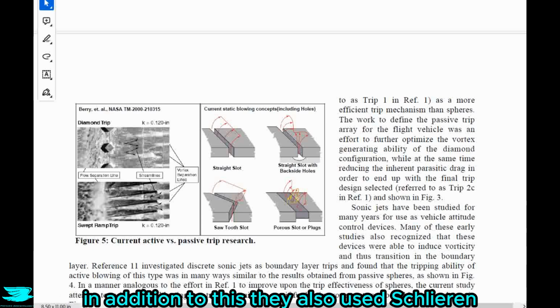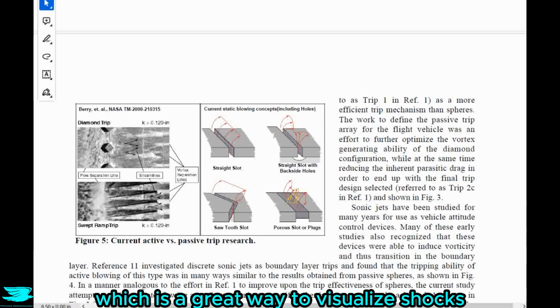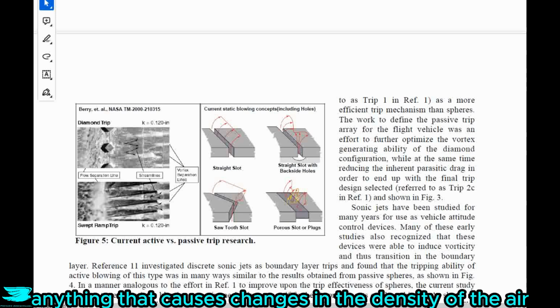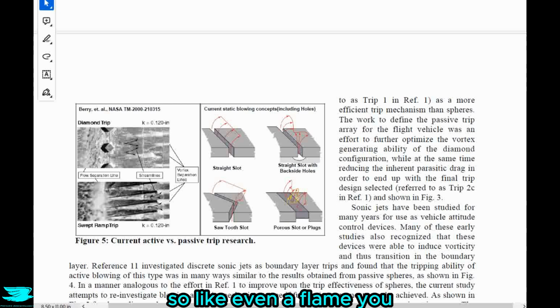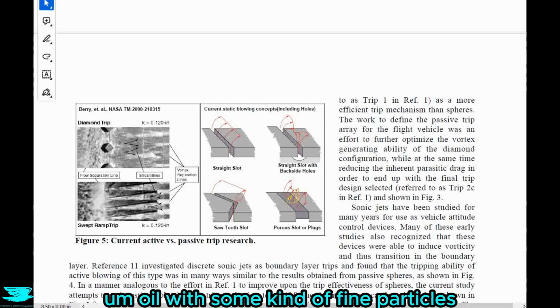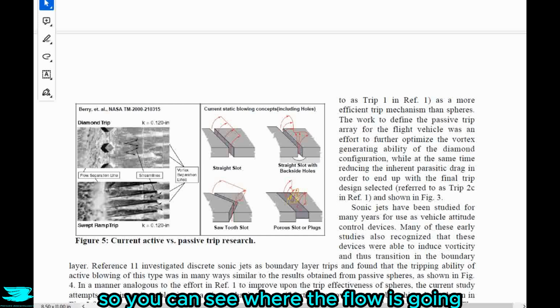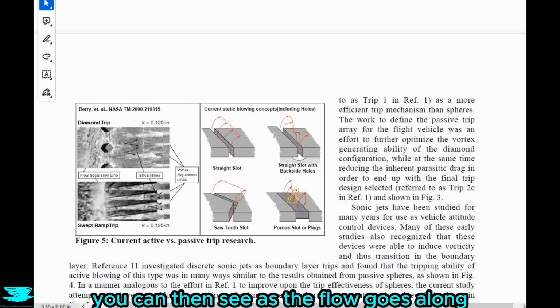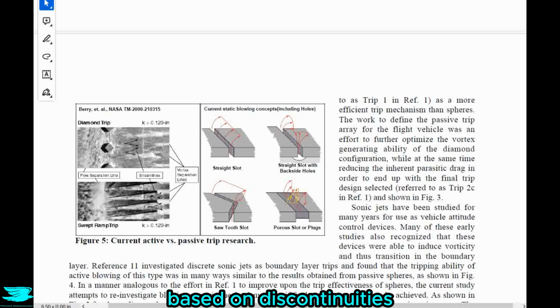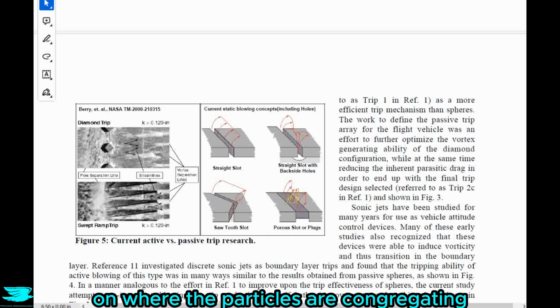In addition to this, they also used Schlieren, which is a great way to visualize shocks and really anything that causes changes in density of the air by quite an amount. So like even a flame, you can use Schlieren to visualize the heat waves coming from a flame kind of thing. They also used oil flow, which is where you mix oil with some kind of fine particle so you can see where the flow is going. You can then see as the flow goes along where shocks are occurring based on discontinuities on where the particles are congregating.